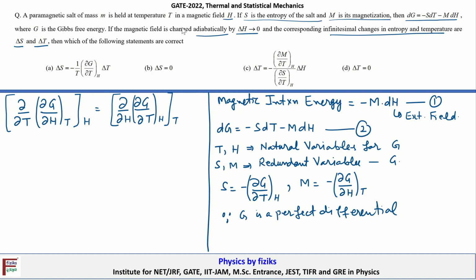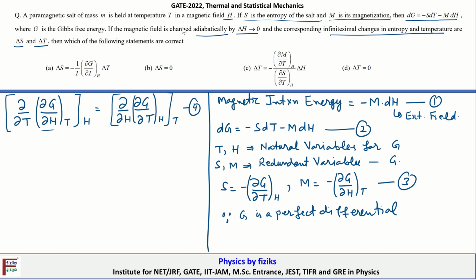Okay, so now let me call these two results equation 3 and this one equation 4. Now by using equations 3 and 4, I'm going to replace dG by dH here with minus M, and on the other side dG by dT will give you minus S.